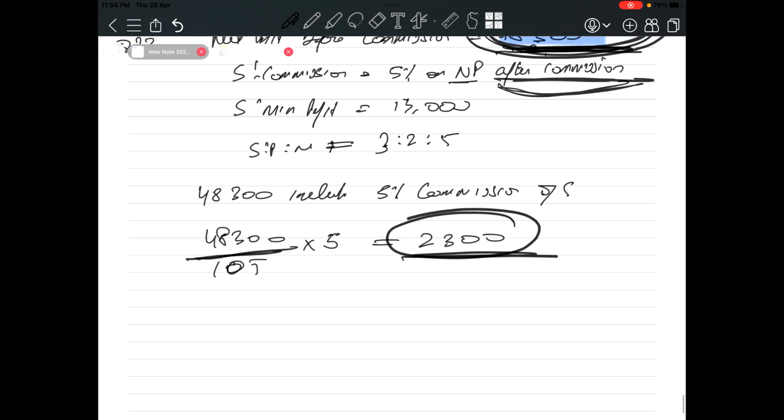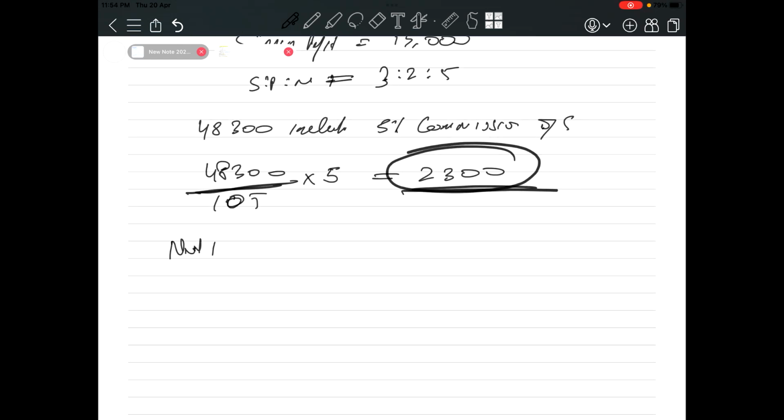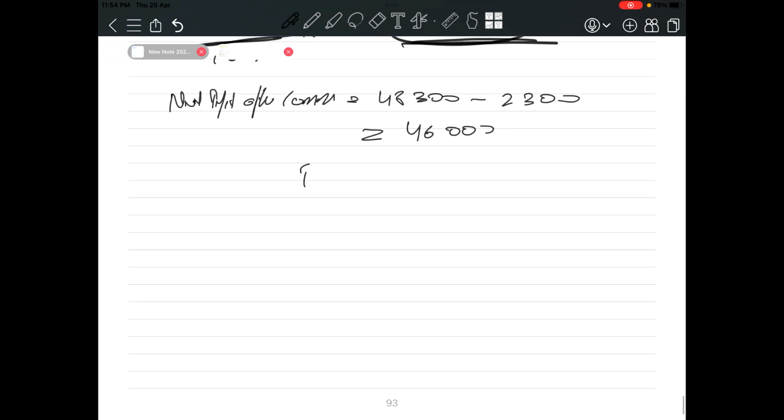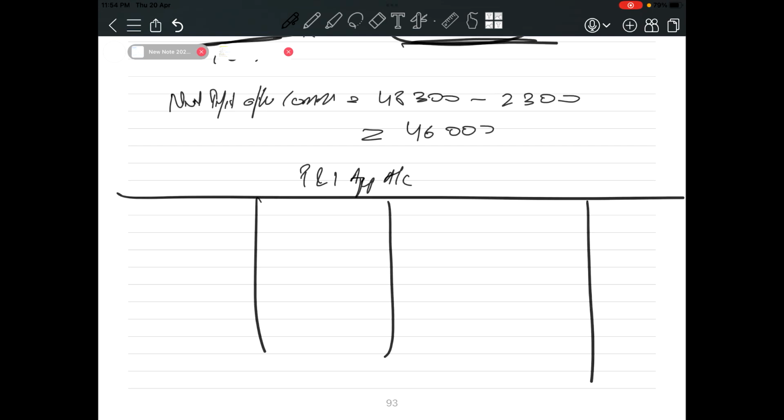Now this figure is net profit before commission. What will I do? I'll have to calculate net profit after commission. How will I calculate? 48,300 includes the commission amount of 2,300, so I will get the net profit after charging commission. Now if you have understood this, in the P&L appropriation account, this will be the net profit, 48,300. Now I will have to debit commission first, 2,300, and I will get the profit which will be transferred to the partners.